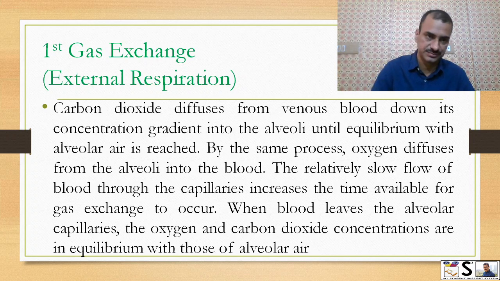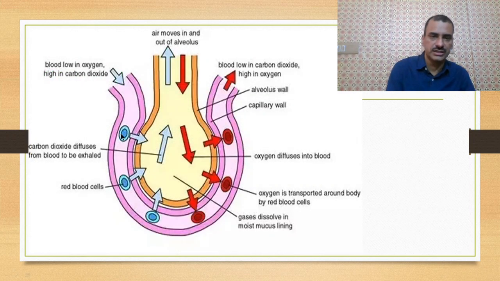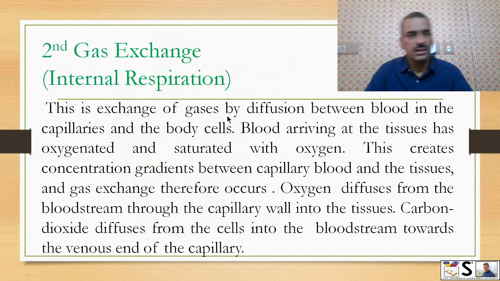Here you can understand with this diagram. This is alveoli, this is blood vessels. Here this blood vessel contains a high level of carbon dioxide which goes into the alveoli, and the oxygen, which is in higher concentration in the alveoli, goes into the blood vessels.